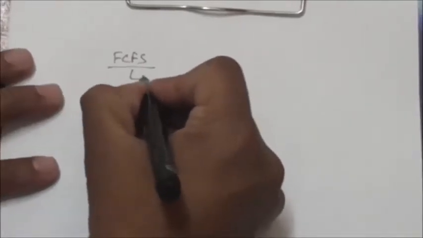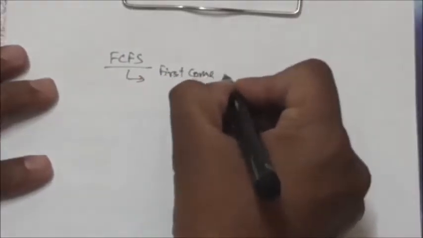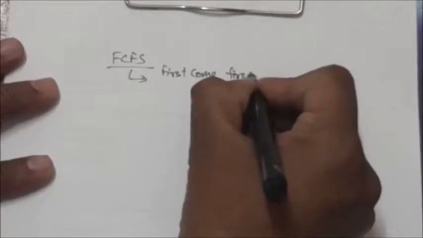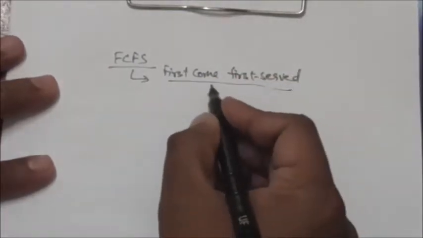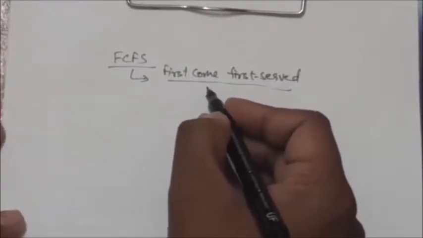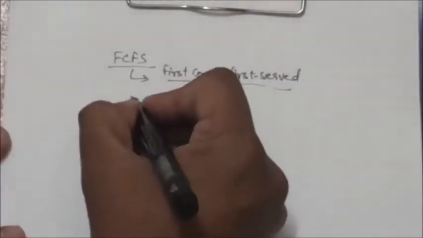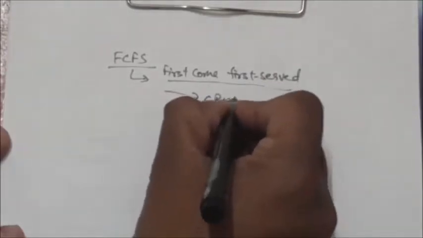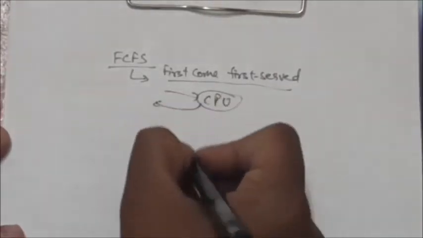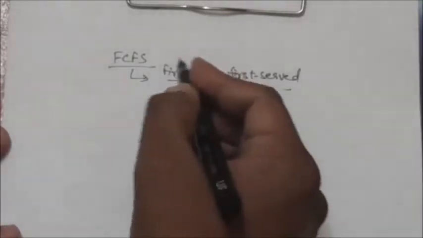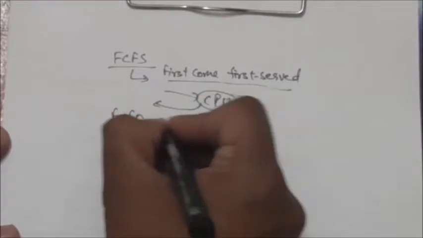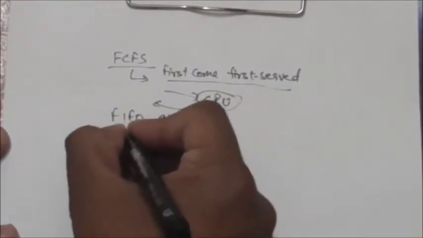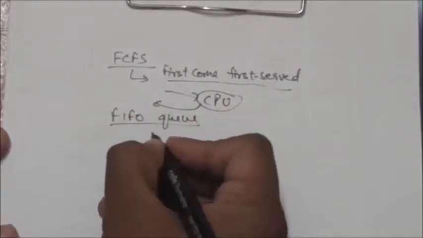So what is FCFS? FCFS means first come, first served. So what happens in this CPU scheduling algorithm? The process which requests the CPU first will be allocated the CPU first. This FCFS policy is managed by a FIFO queue. So what is a FIFO queue? FIFO queue means a first in, first out queue.